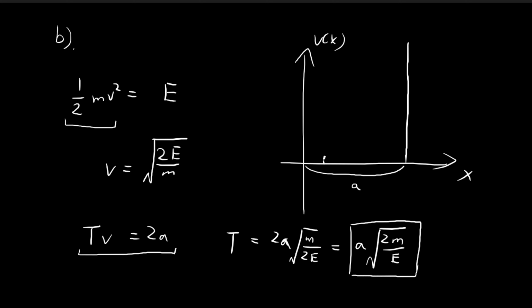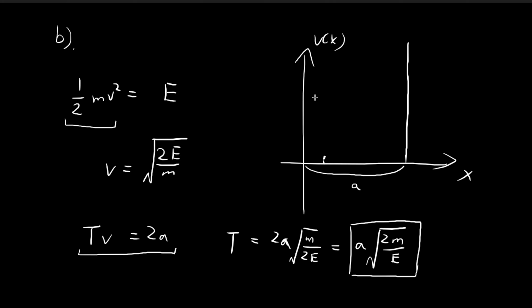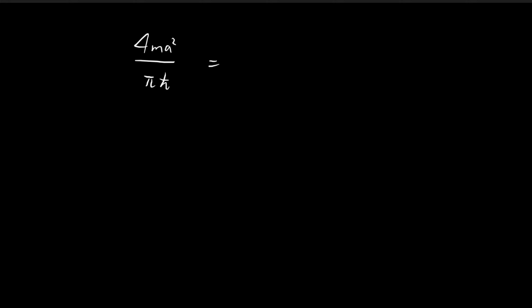And in part C, what we want to do is find for what energy level the classical revival time is going to be equal to the quantum revival time. The quantum revival time is equal to 4ma squared divided by pi h bar. And the classical revival time is equal to a divided by the square root of 2m divided by E. You can see that the quantum revival time is just dependent on the width of the well, while the classical case is dependent on its energy level.